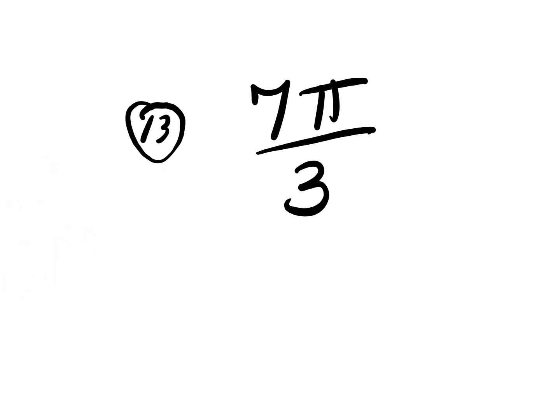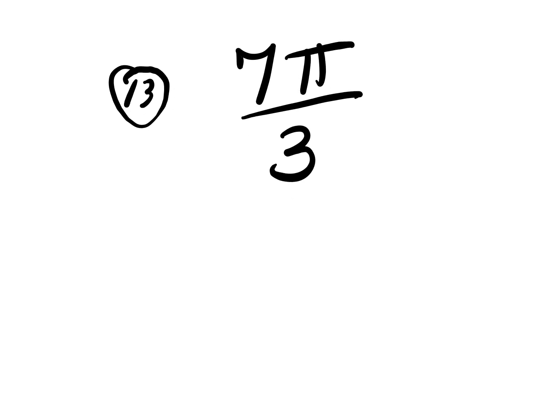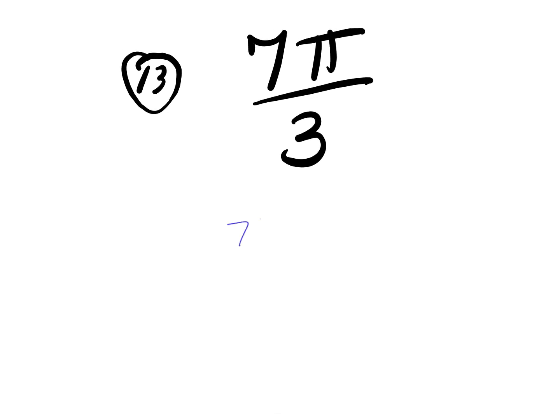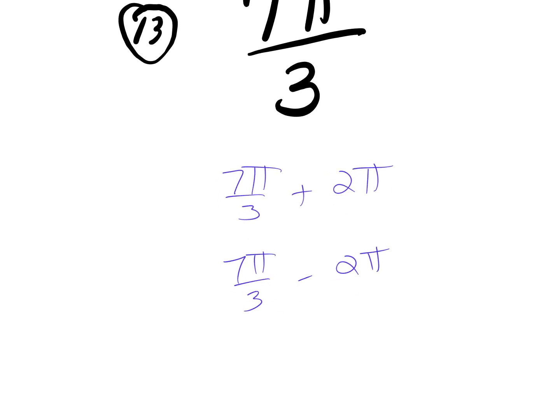What do you guys notice about 13? What are we starting off in? Radians, okay? We're going to still add and subtract one whole circle, but we're not going to use 360. We're going to use what value? 2 pi. So I'm going to start off with 7 pi over 3 plus 2 pi and 7 pi over 3 minus 2 pi. All right, so 2 pi over 1.